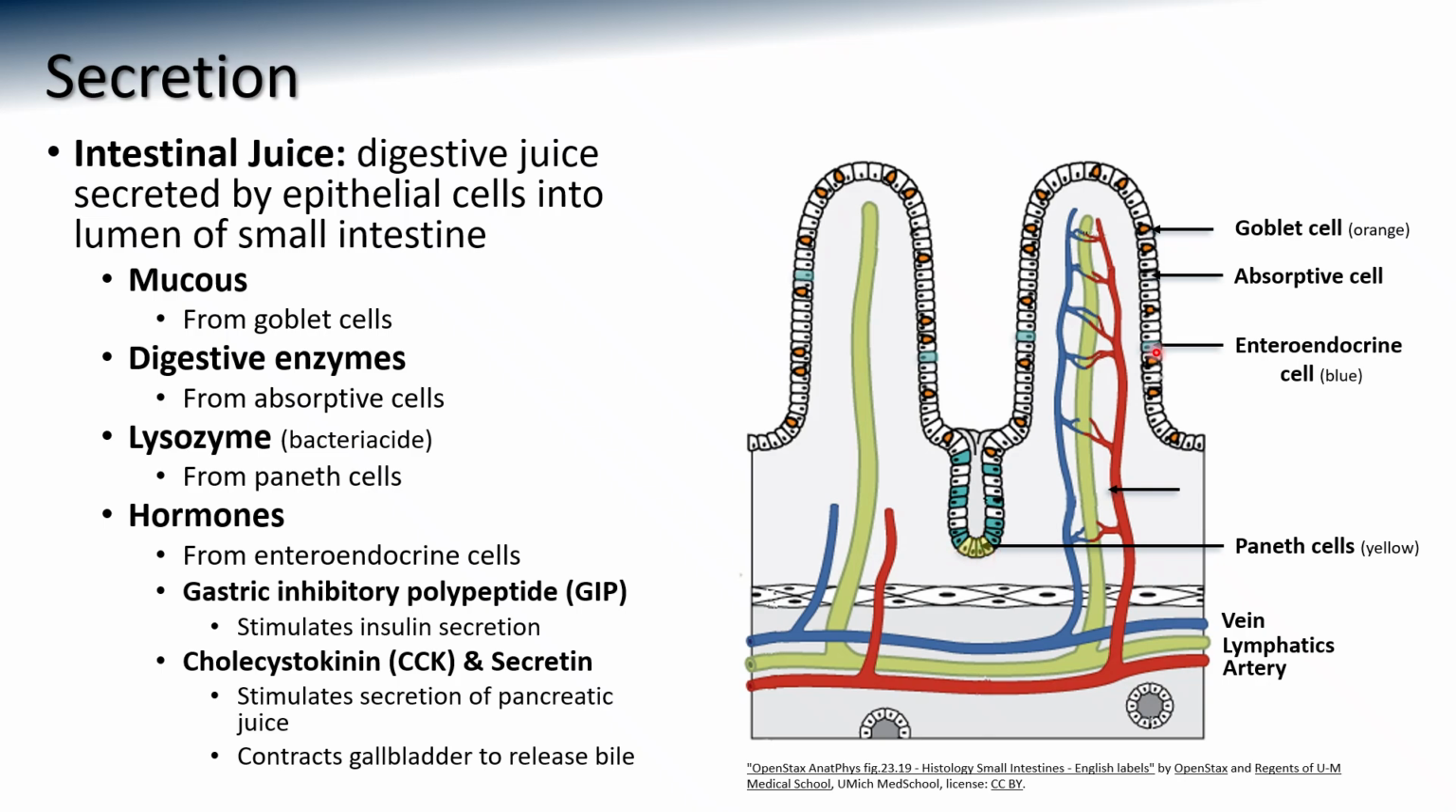The other thing that is secreted is going to be hormones. So we've got these blue enteroendocrine cells that are kind of dispersed all the way through the intestinal lining. These are going to secrete gastric inhibitory polypeptide, or GIP, and that is going to stimulate insulin secretion in the pancreas. They're also going to secrete cholecystokinin and secretin, which are going to tell the pancreas to secrete some juice and for the gallbladder to contract. So we covered both of these in the endocrine section, so I'm just going to leave them here as kind of a quick hit.